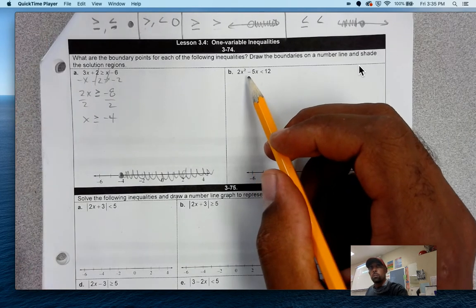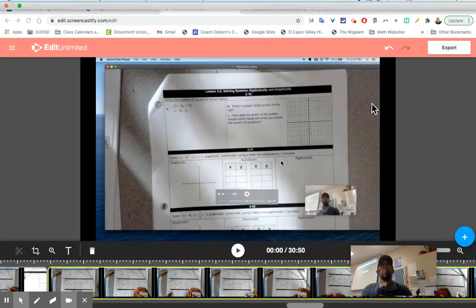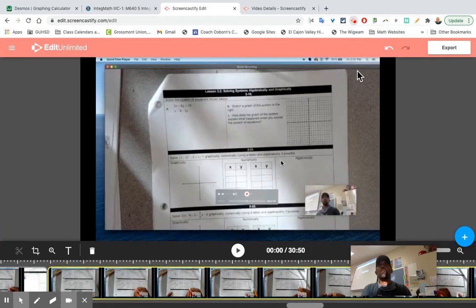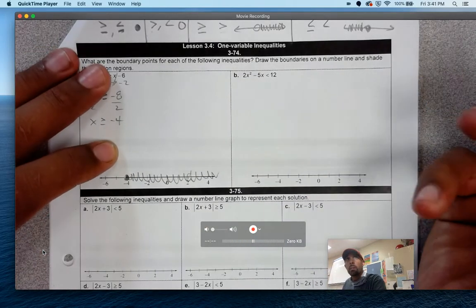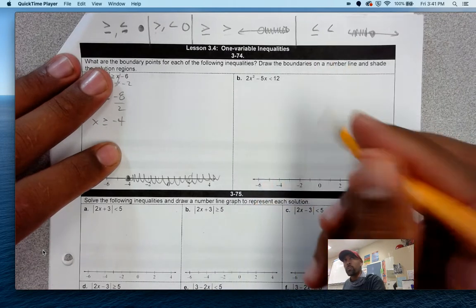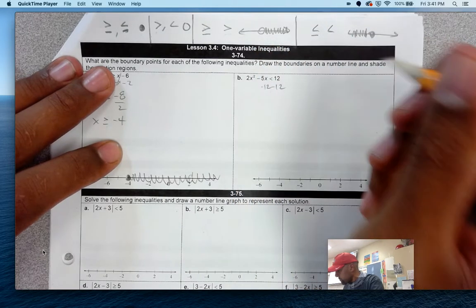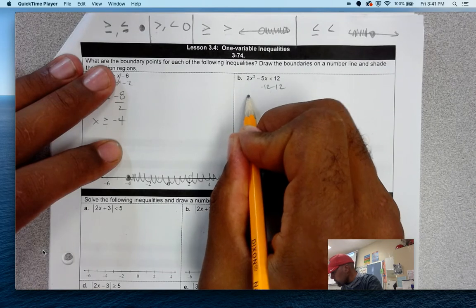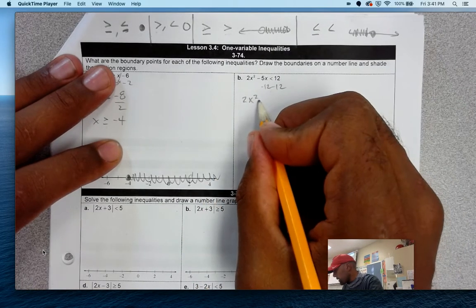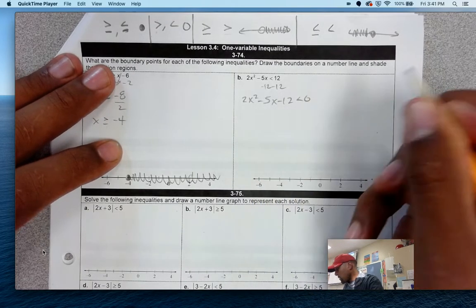Now this one, notice I have a squared, so that means I'm actually going to have to set it equal to 0, just like you do with the other problems. When you're solving a quadratic, we still want to take the same approach and make it equal to 0. So we're going to make it equal to 0 by subtracting 12 on both sides, and then we have 2x² minus 5x minus 12 is less than 0.